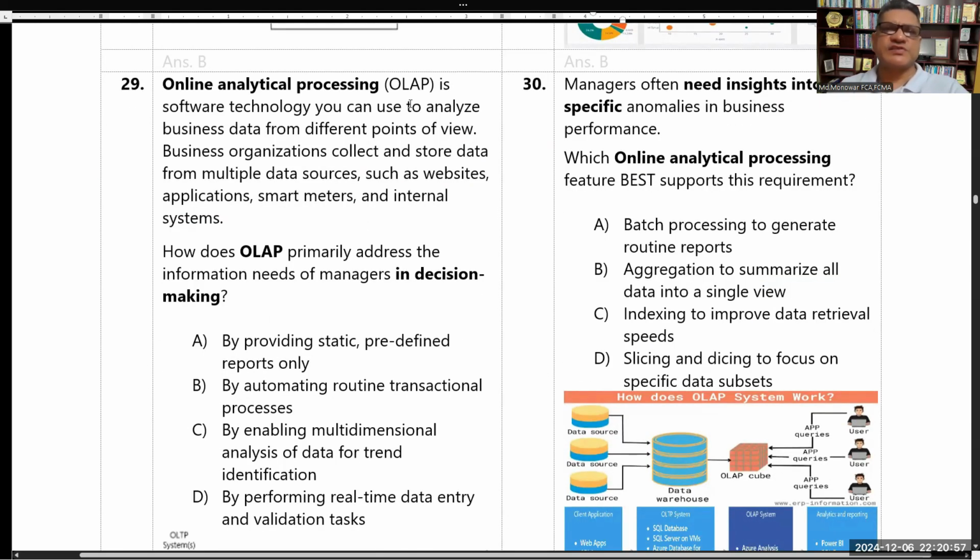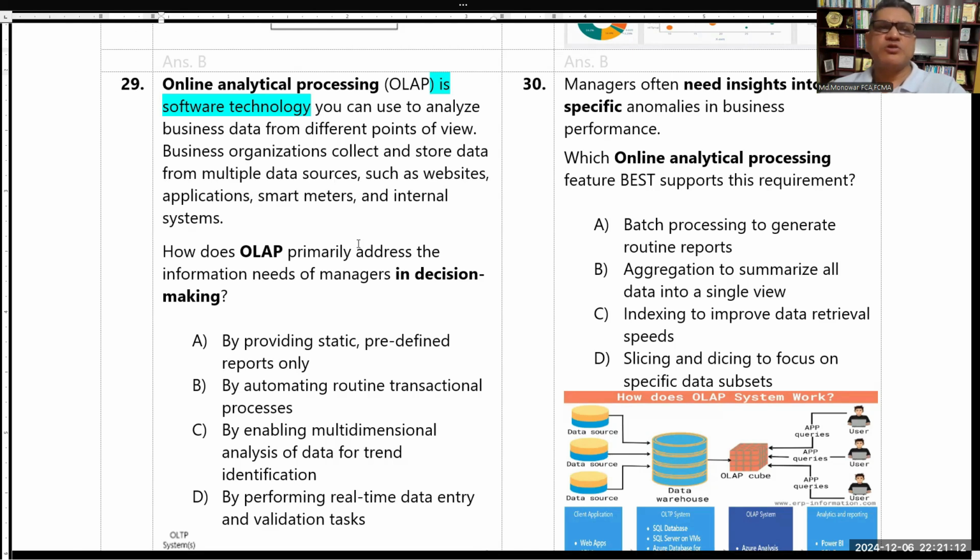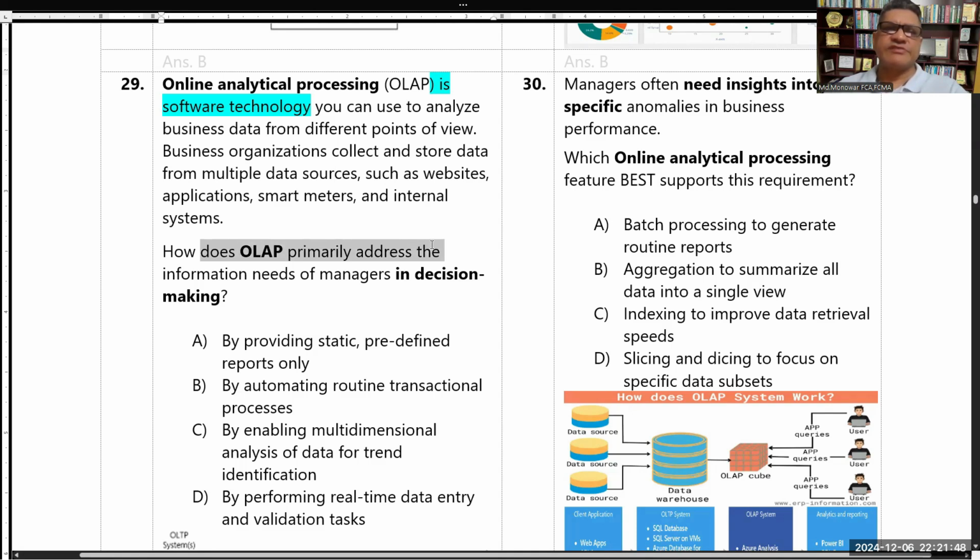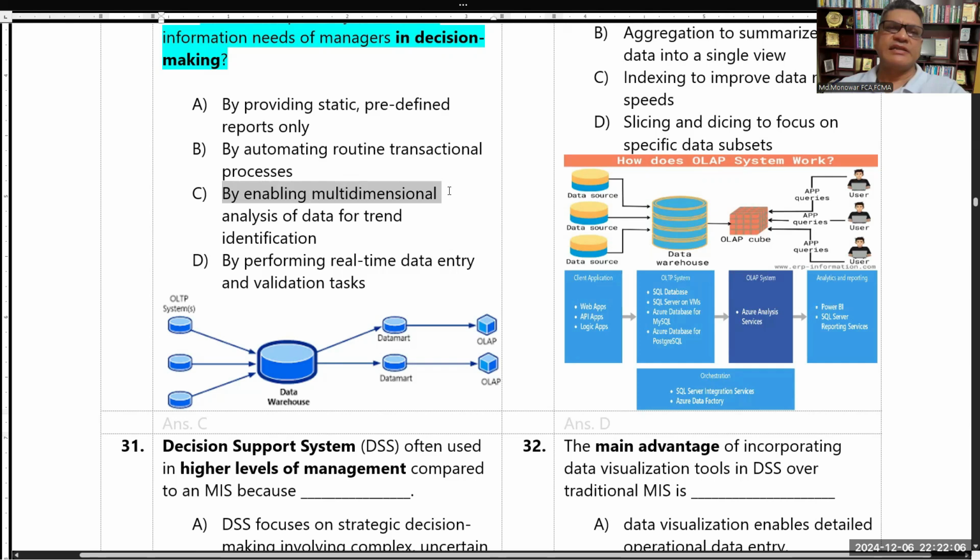Online analytical processing is a software technology you can use to analyze business data from different points of view. And we know business organizations collect and store data from multiple data sources such as websites, applications, smart meters, internal systems, external systems. So how does online analytical processing primarily address the information needs of managers in decision making? By enabling multidimensional analysis of data for trend identification.